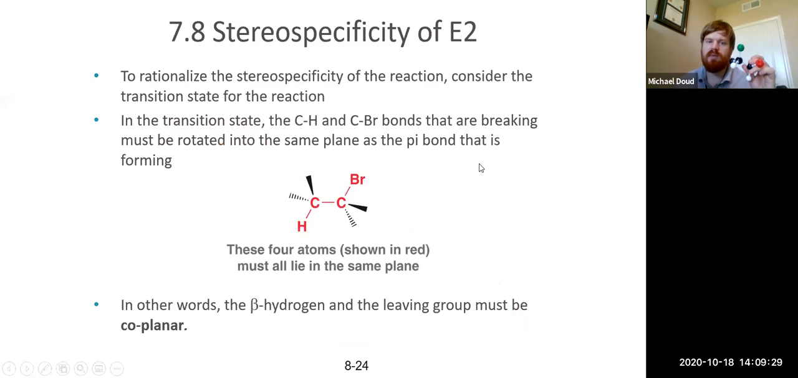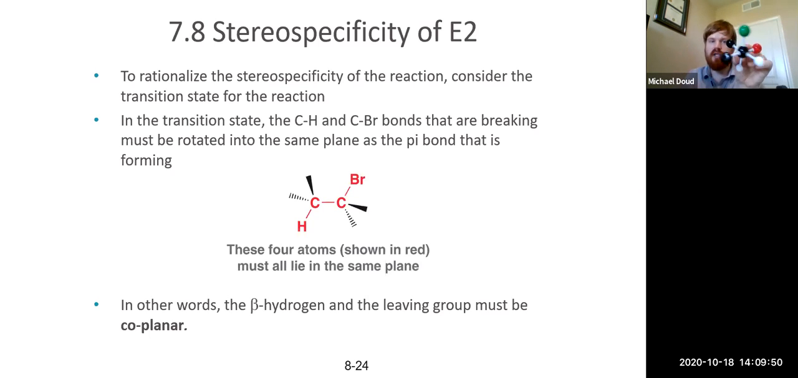And the reason for that is because the 4 atoms involved in the mechanism, which are the beta hydrogen, the 2 carbons that are going to form the new pi bond, and then the leaving group, the bromine in this case, have to be in the same plane. So practically speaking, there's only 2 ways that you can do that.